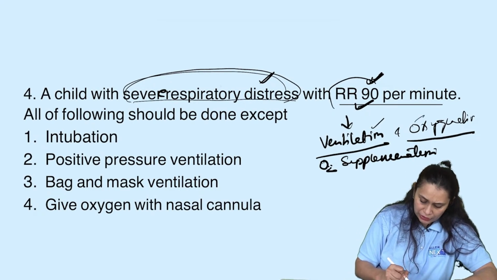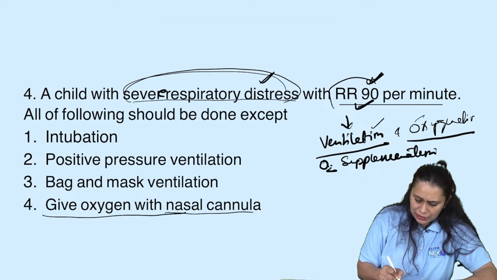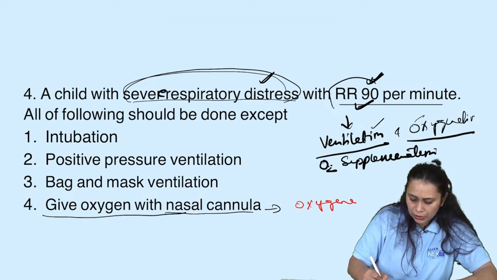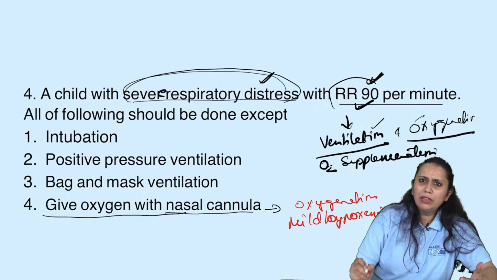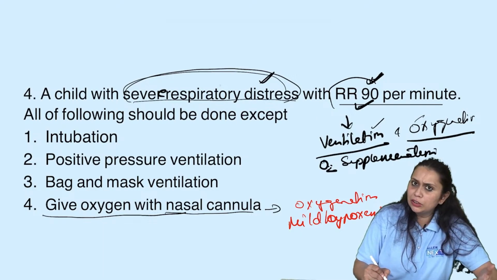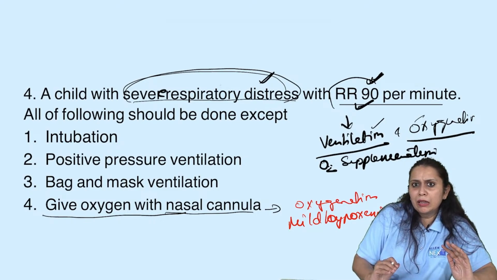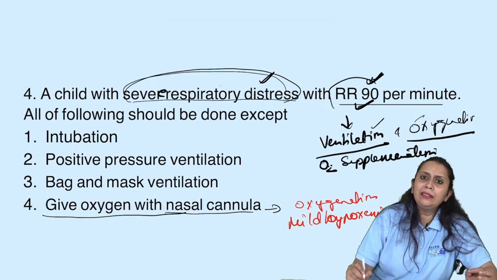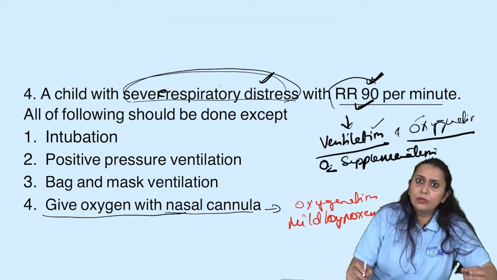So fourth option, give oxygen with nasal cannula. This can only help in oxygenation, and that also in mild hypoxemia. So this device, if I will attach, this will not be of much benefit, because it will just waste our precious time in managing this child, because this device will not support the ventilation. With such a high respiratory effort, the child will go into a downhill course and further deterioration will happen. So we have to support ventilation.